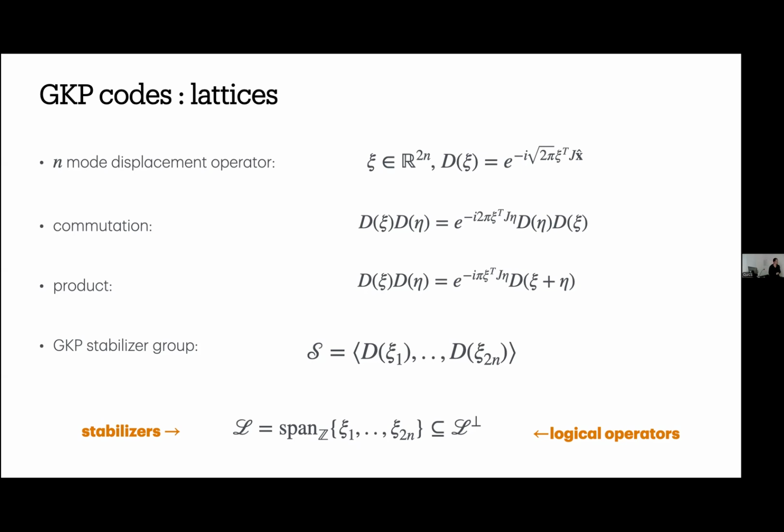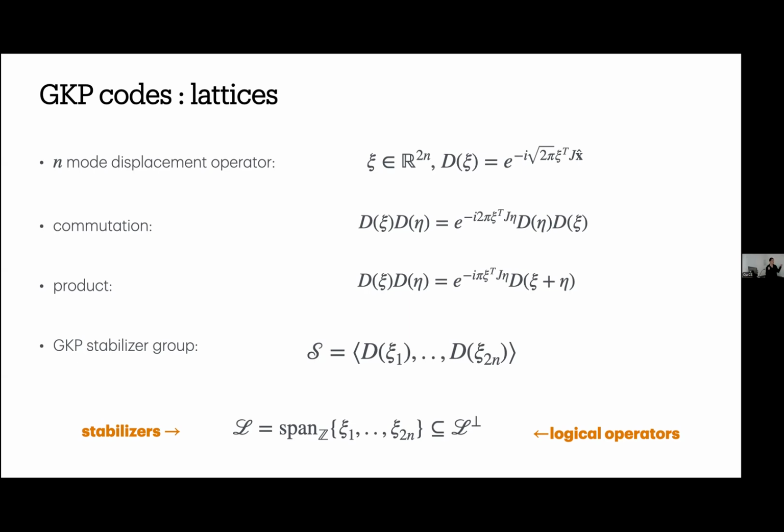So if we have an n-mode continuous variable quantum system, then the phase space of that quantum system is 2n dimensional. We write down the corresponding generalized displacement operator that acts on all its modes at once. It takes this vector psi as an input, and it takes an arbitrary point in phase space and shifts it by psi. So if you start at x, you go to x plus psi. That's what the displacement operator does.